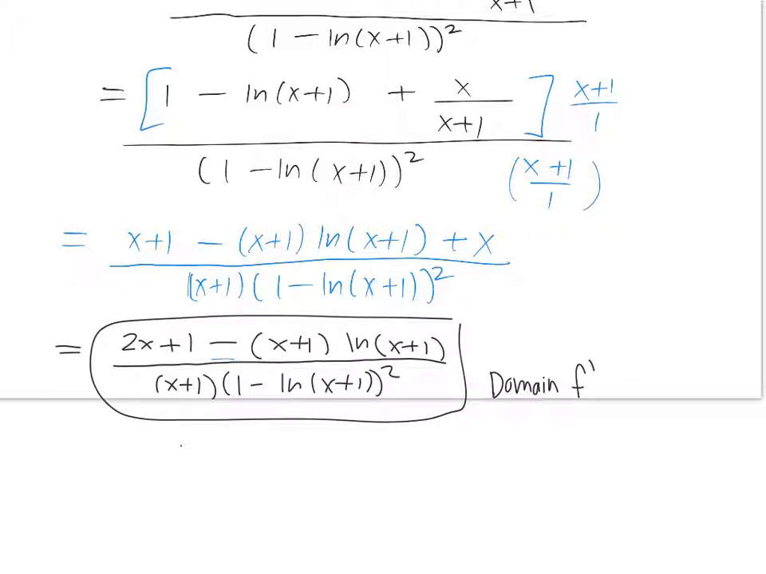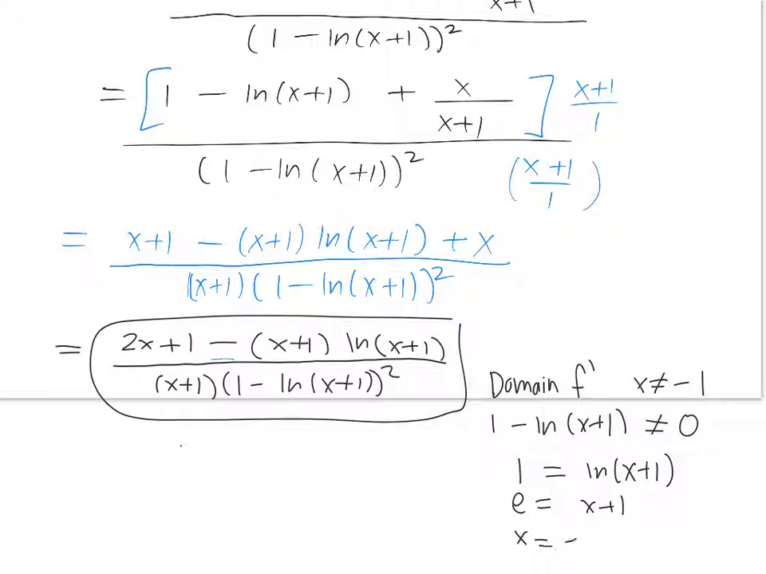Are there any super obvious things you have to leave out with the domain of f prime? x can't be negative 1. I took care of the first factor. Now, does it also make sense that 1 minus ln of x plus 1 is going to have to be not equal to 0 as well? Does that make sense? So 1 will equal ln of x plus 1. e equals x plus 1. And that's going to be x is e minus 1. So x cannot equal e minus 1.